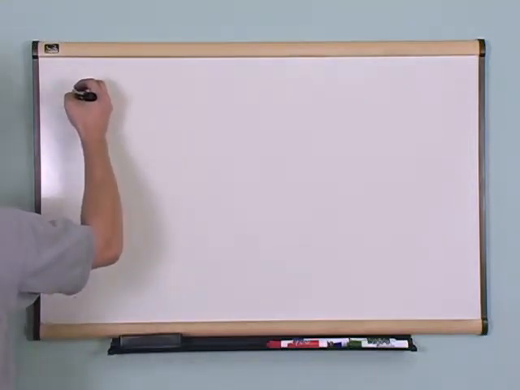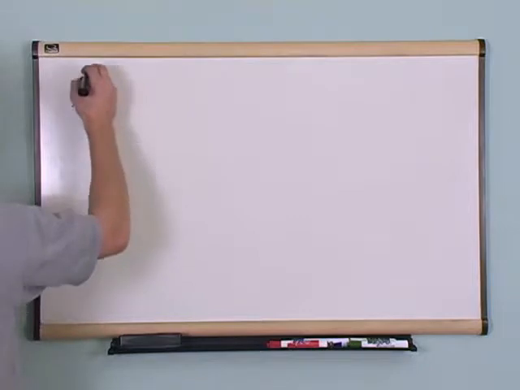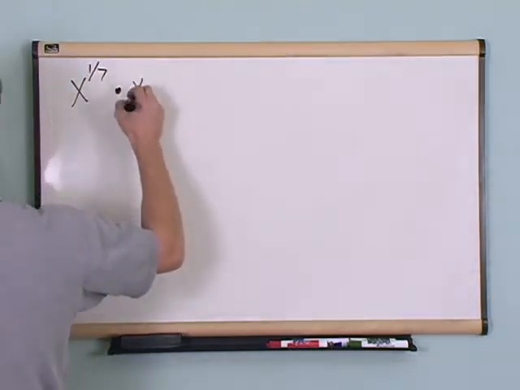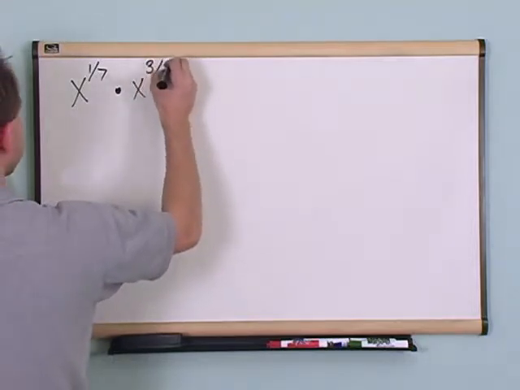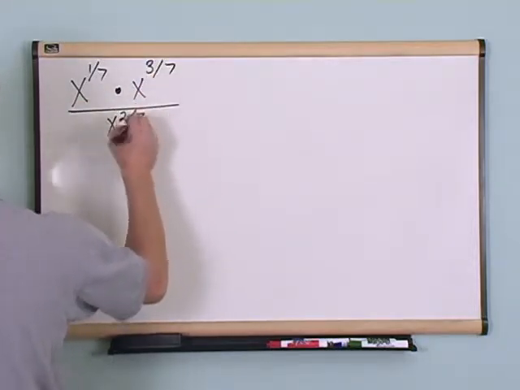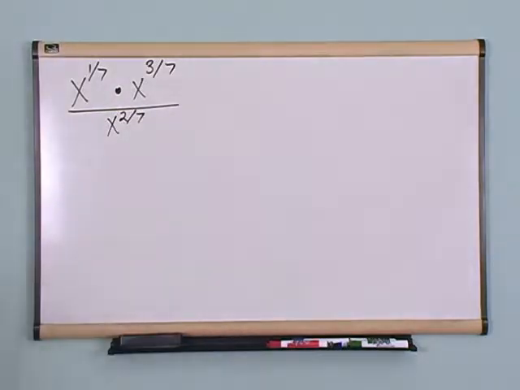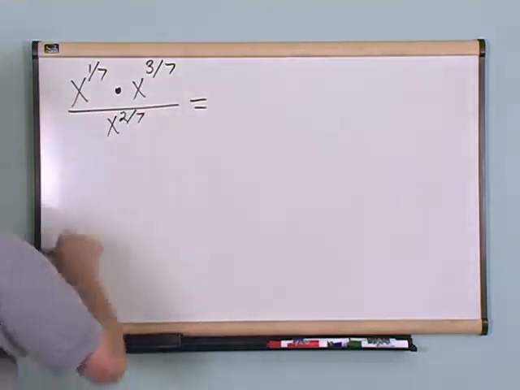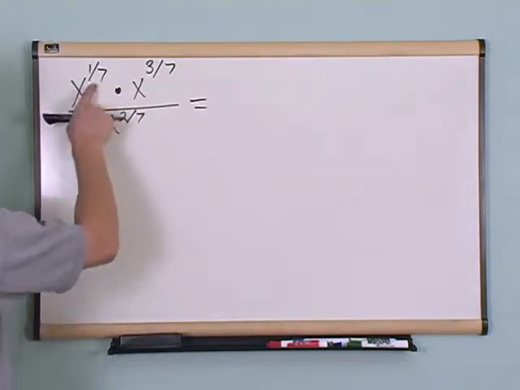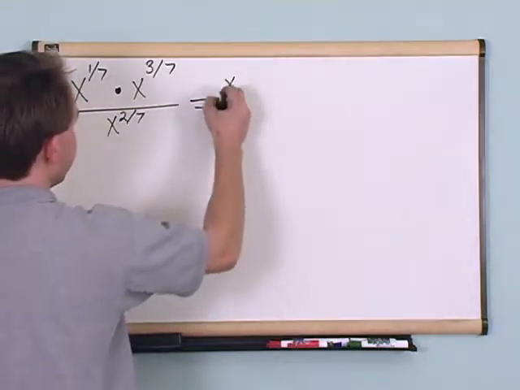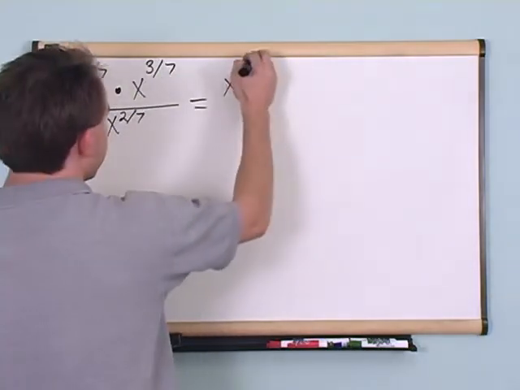What if you had something a little bit more complicated, like x to the 1/7 times x to the 3/7, all divided by x to the 2/7? This will use a few different things that we've talked about. Let's work on the top first. Here I've got the same base, and I've got exponents, and they're multiplied, so I'm going to add these exponents. 1/7 plus 3/7.